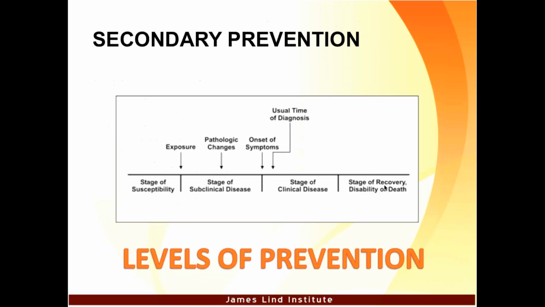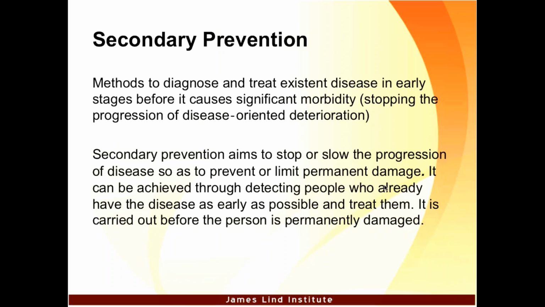Okay, so let's have a quick look at secondary prevention. So here we're really trying to impact on the subclinical stage. So here it's about trying to diagnose and treat existent disease in the early stages before it causes significant morbidity. Morbidity is really illness. So you're trying to stop the progression of the disease. Secondary prevention aims to stop or slow the progression of disease so as to prevent or limit permanent damage. So it can be achieved through detecting people who already have the disease as early as possible and treating them.